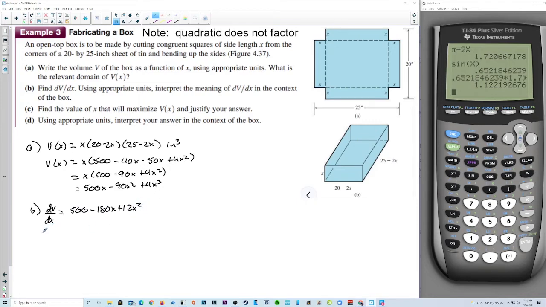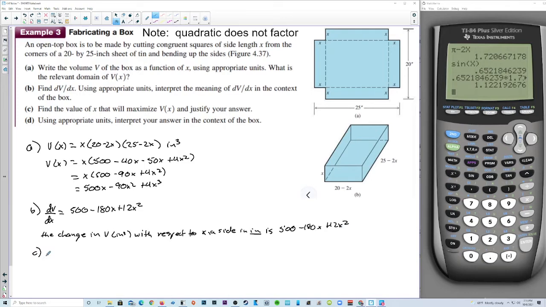And the change in volume, which is inches cubed, with respect to x, or a side in inches, is 500 minus 180x plus 12x squared.